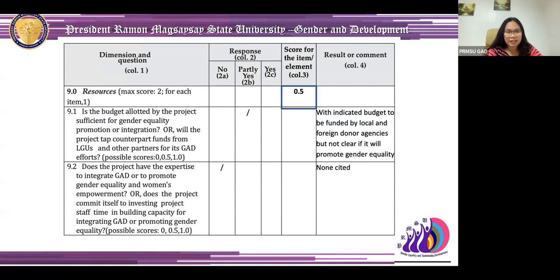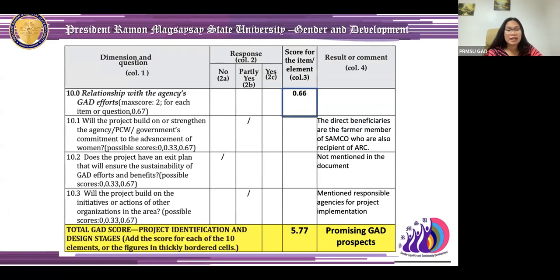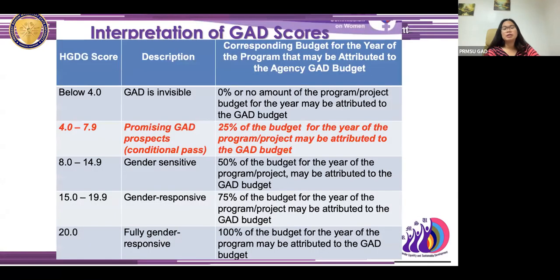Yan, so marami pa po yan aspeto. We also have the resources and then relationship with agencies, guide efforts. And then you have to sum up para malaman lang po natin if ano yung category nyo.